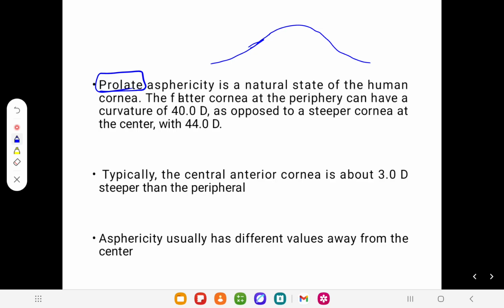Typically, the central anterior cornea is about 3 diopter steeper than the periphery. I think it's more than 3, but it's completely okay. Asphericity usually has a different value away from the center.